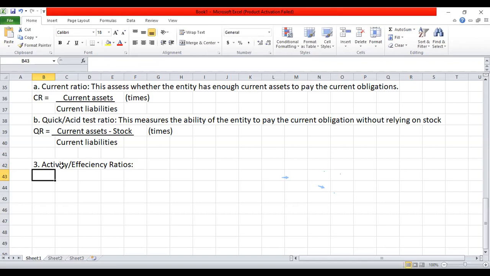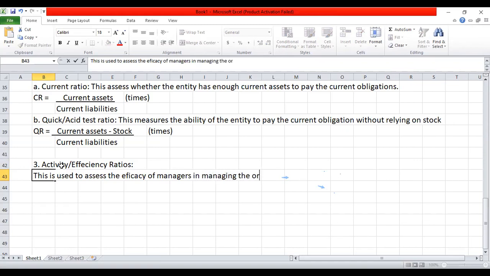So this is used to assess the efficacy of managers in managing how managers are managing the organizational resources, the working capital, the assets. Then you are going to measure the activity or the efficiency ratio.